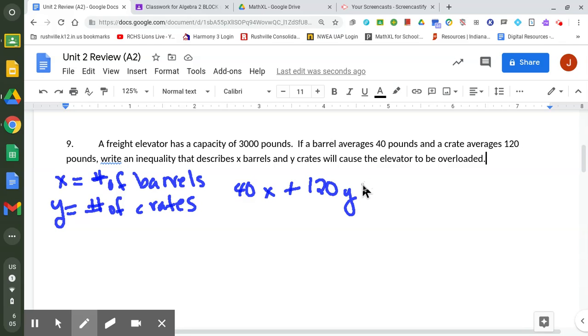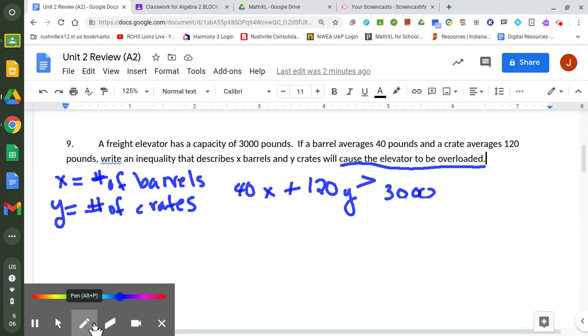If I'm looking to overload the elevator, then that amount would have to be greater than 3,000. It can hold 3,000, but if it has any more than 3,000, which is what this would be, then it would be overloaded. And that is what they're asking: will cause the elevator to be overloaded. So then you'll have to indicate which graph goes with this.